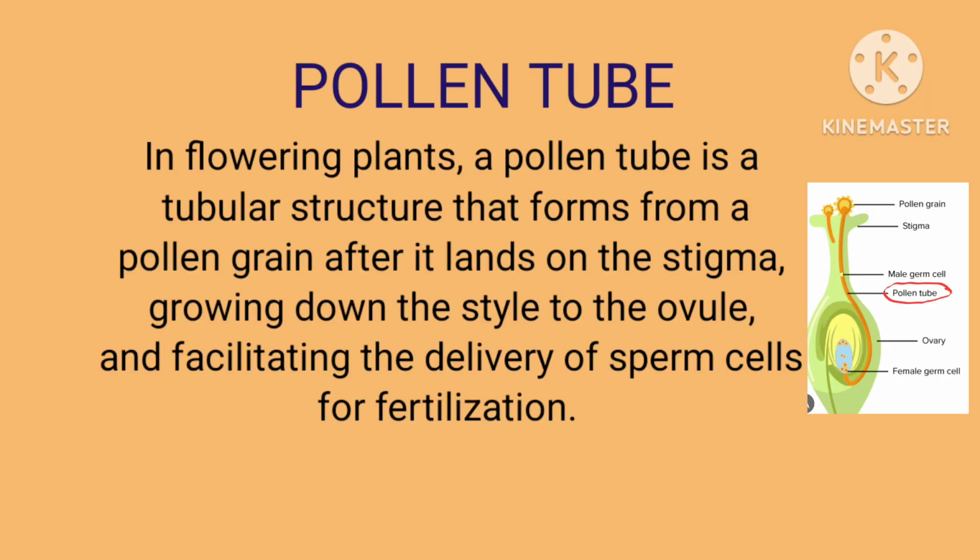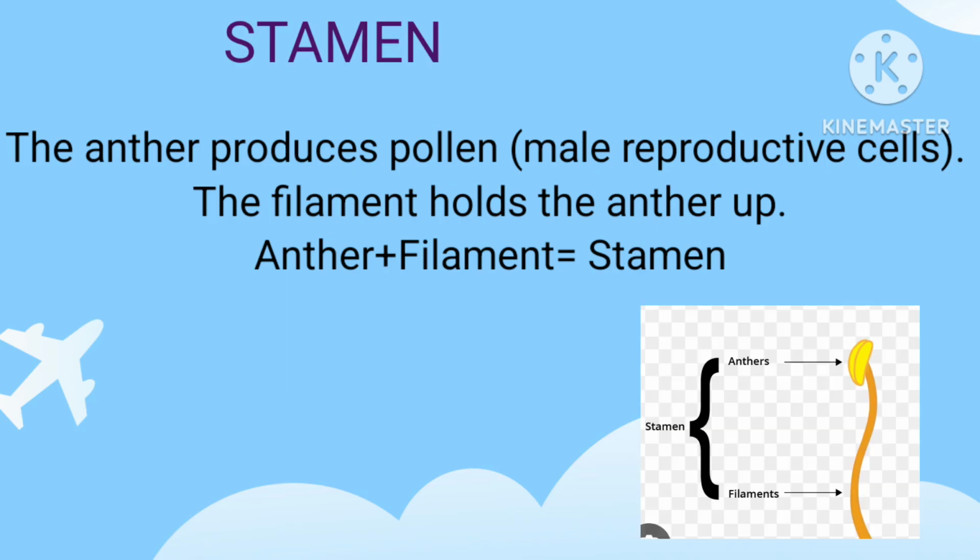Now let's see about the pollen tube. In the flowering plant, a pollen tube is a tubular structure that forms from a pollen grain after it lands on the stigma. It grows down the style to the ovule, facilitating the delivery of sperm cells for fertilization.